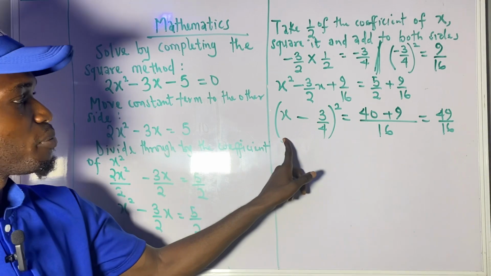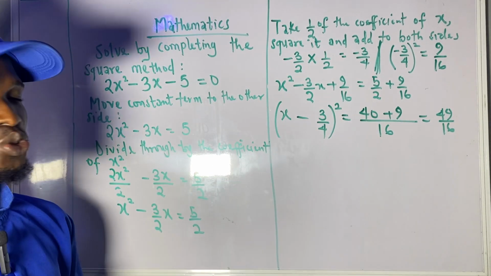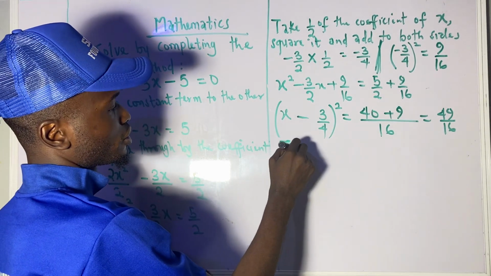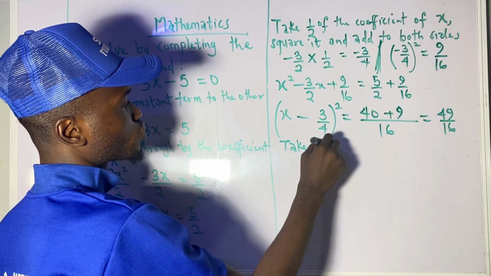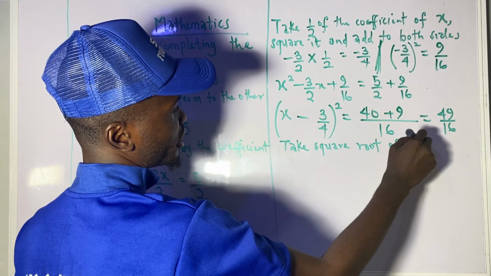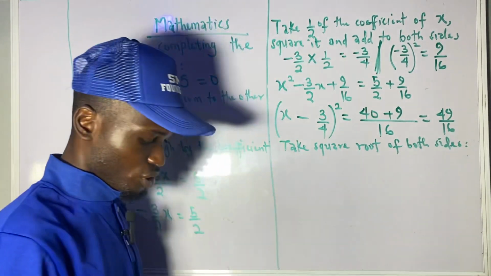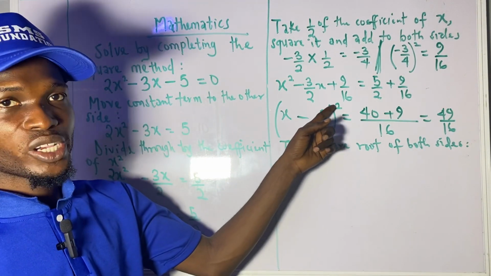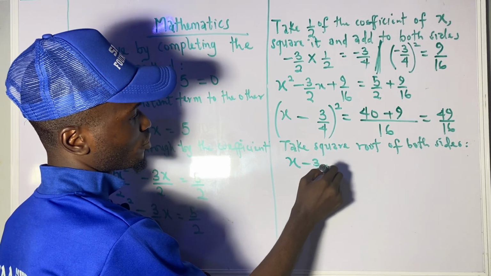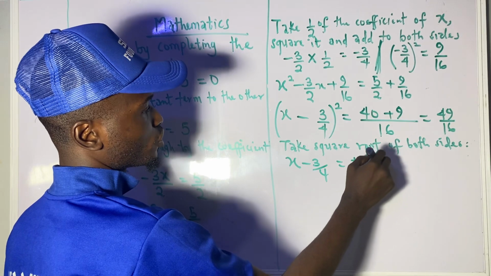So the next step is to remove this square. So what do we do? We are going to take the square root of both sides. The square root will cancel the square here, so the square is gone. So we are going to have x minus 3 over 4 equal to plus or minus square root of 49 over 16.